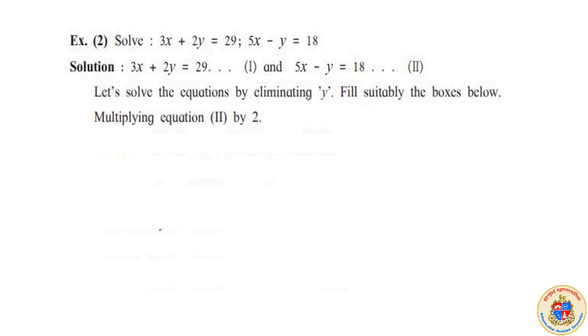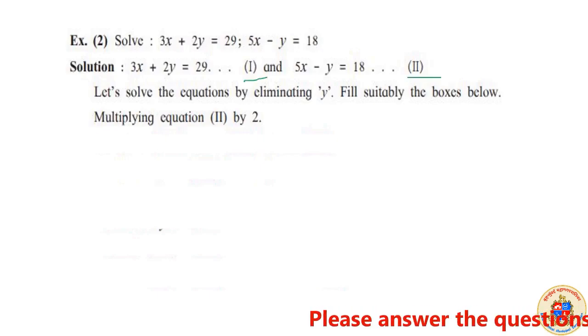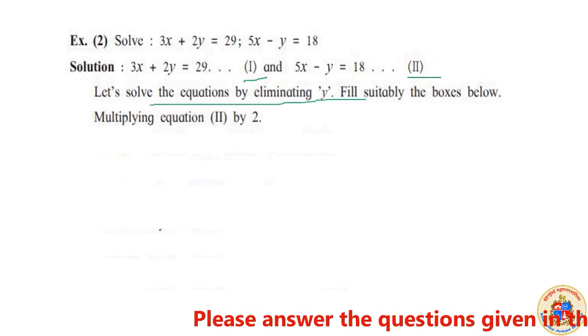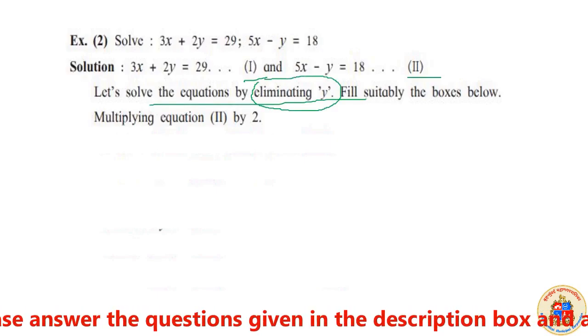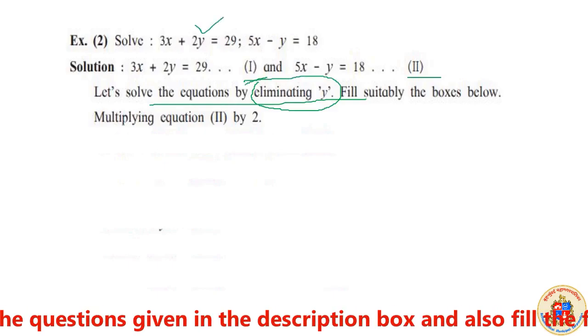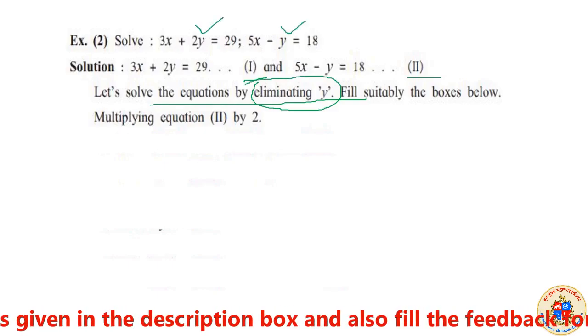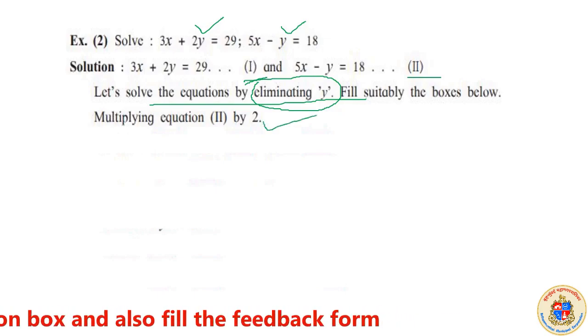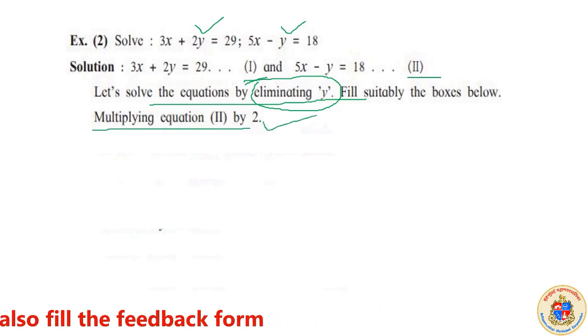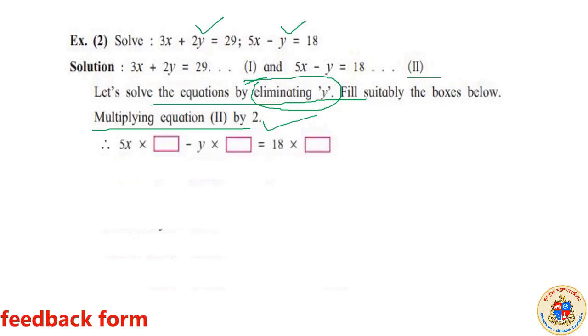Textbook is giving equations 3x plus 2y is equal to 29, 5x minus y is equal to 18. There are two equations. We will name the equations. It is named as 1 and 2. And the equation is getting solved by eliminating y. Y को eliminate करना है. इधर 2y है, इधर minus y है. तो 2y को निकालना है तो इसको भी 2y करना पड़ेगा. So it is better to multiply the second equation by 2. तो वो करेंगे. That is what is given.